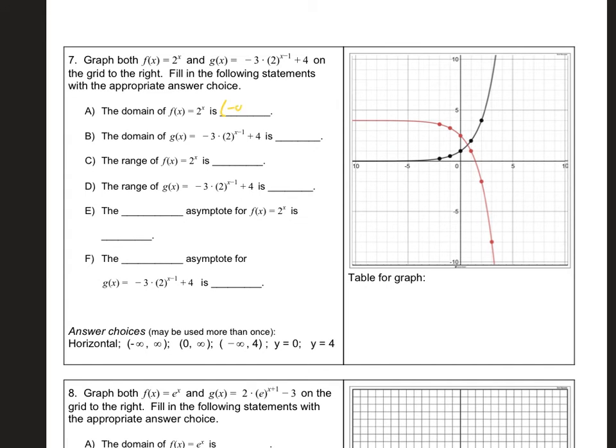So this function has a base of 2. So all have a domain of negative infinity to positive infinity. That's true of all exponential functions. The range is how far it's going vertically, up and down, and all parent functions have a range of y values greater than 0. We're going to write it in interval notation. So in interval notation, that is from 0 to infinity.